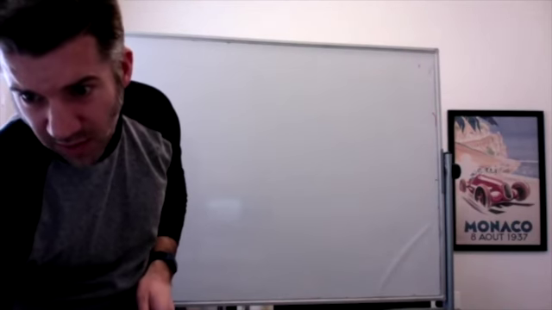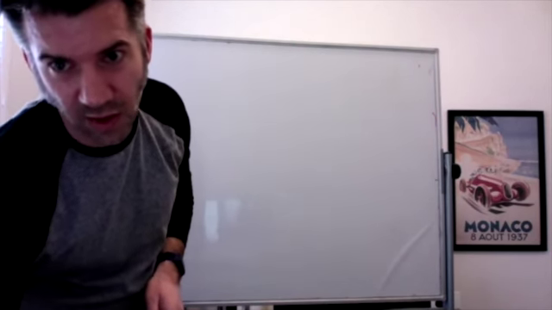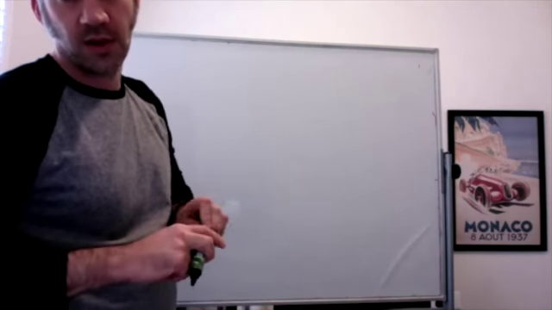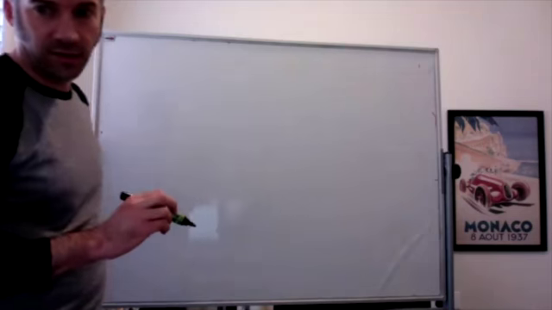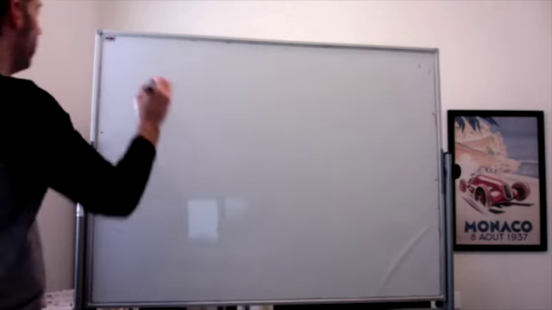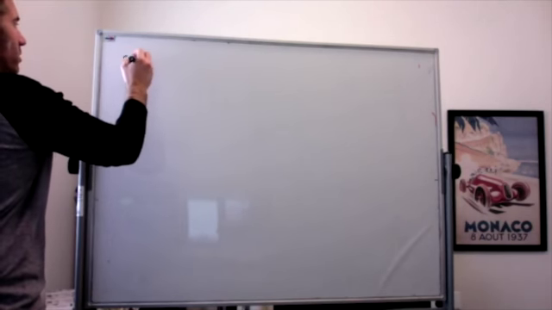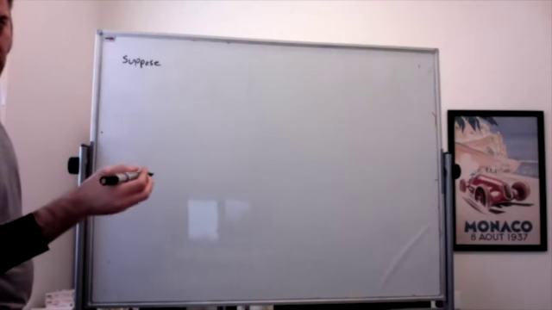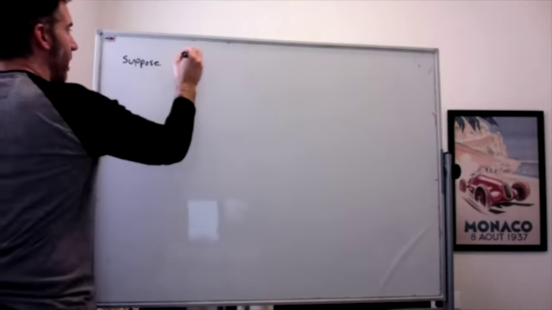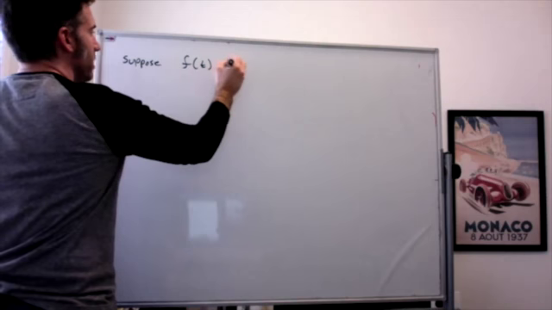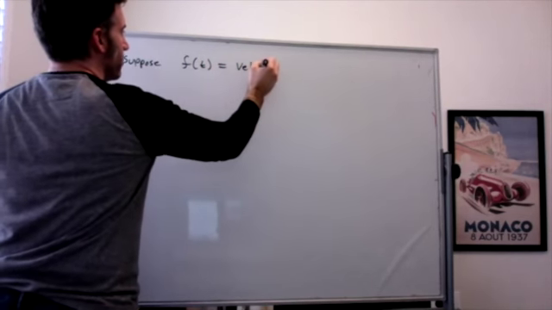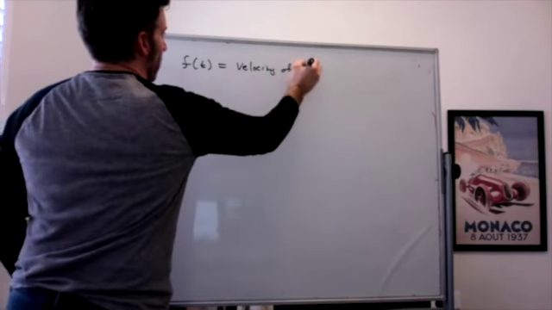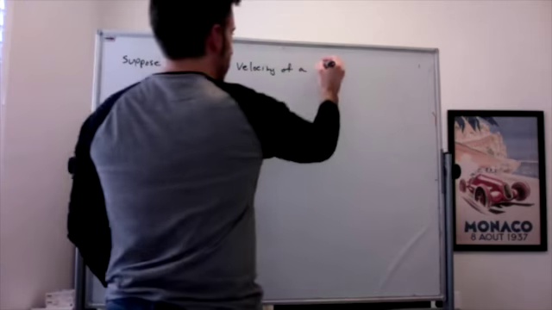Do I want to draw this picture, or do I want to just show it to you guys? Yeah, let's draw it. So I'm going to draw you guys a picture, and I'll try and do the best job I can. So suppose that F of t equals the velocity of a runner at time t.